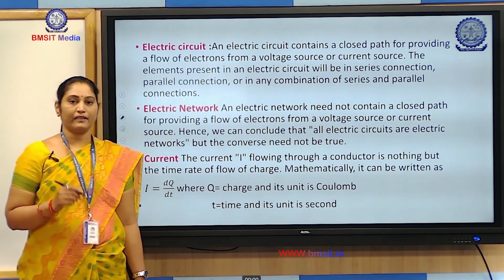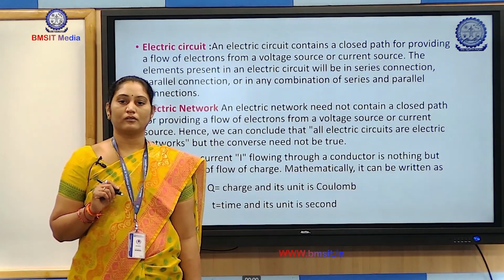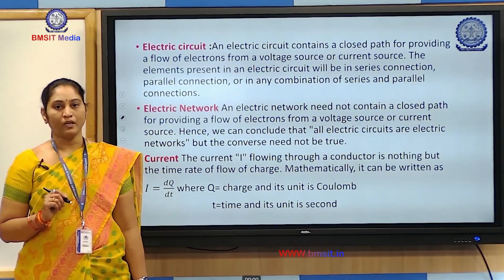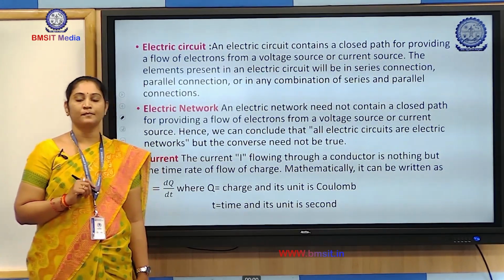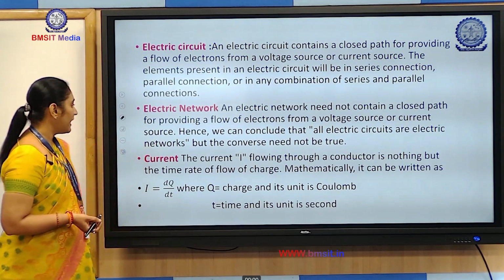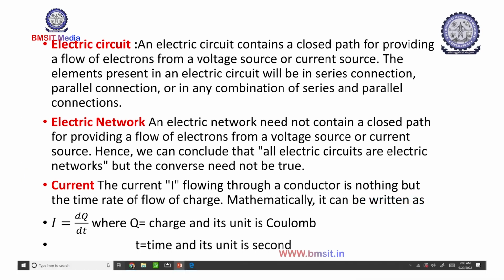The next term is current. We always denote the current with the letter I. The current I flowing through a conductor is nothing but the time rate of flow of charge. Mathematically, this current can be written as I equal to dq by dt, where q is the charge expressed in coulombs, and t is the time expressed in seconds.